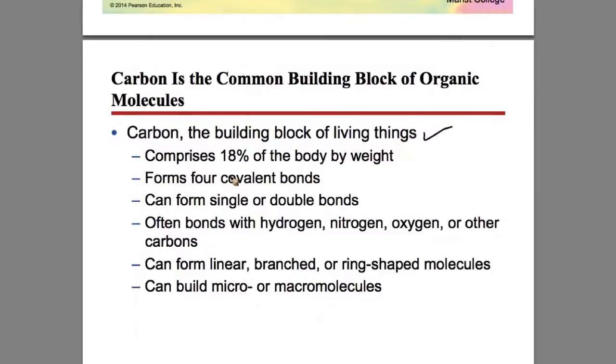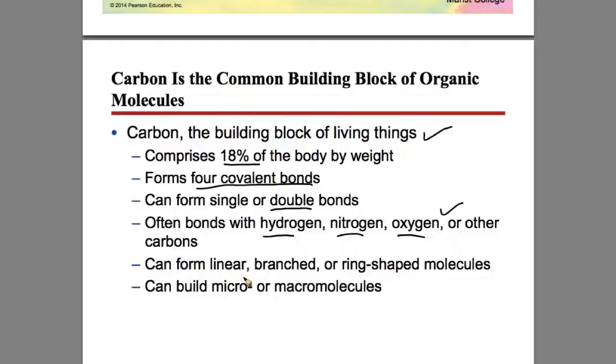Okay, about 18% of your body weight is this carbon, just the carbon. And what's nice about carbon is that it can form four separate covalent bonds. So each carbon molecule can form four bonds. As well, it can form single or double bonds. Common constituents that form bonds with carbon to form organic molecules are hydrogen, nitrogen, oxygen, as well as others, but these are the most important ones.